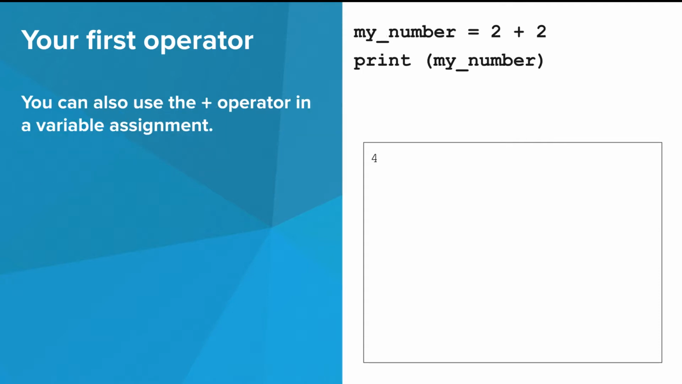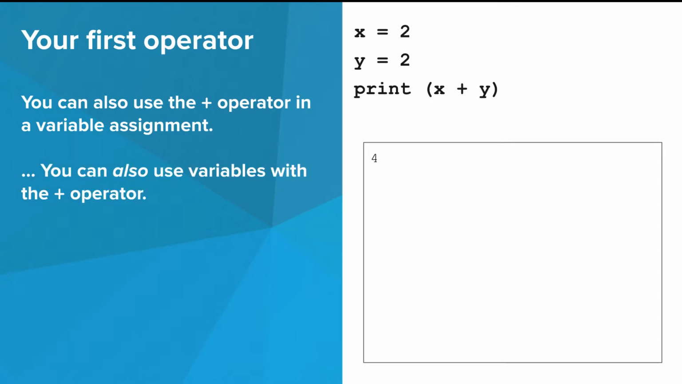You can also use a mathematical expression when assigning to a variable. This is effectively the same as setting my number to 4. Then check it out. You can also use variables in mathematical expressions. So here we have two variables, and we can print the sum.